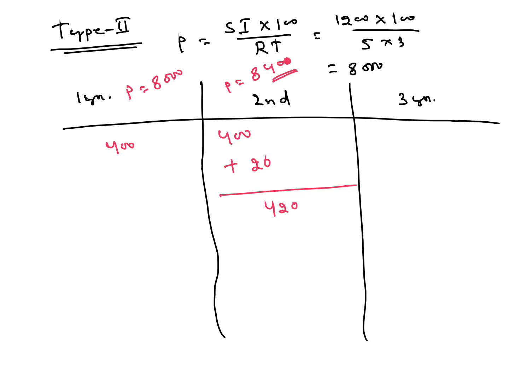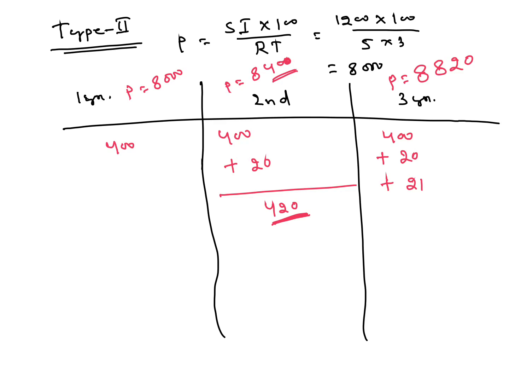For third year, for 8,000 rupees you will get 400 rupees, 5%, then 400 rupees. For 400 rupees you will get 20 rupees, and for 20 rupees you will get 21 rupees, and for 420 rupees. Here total is 8400 plus 420, you will get 8820. This is the principal for third year.